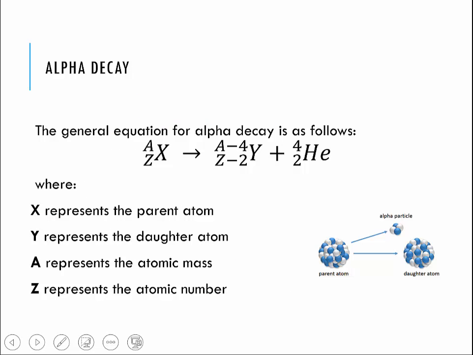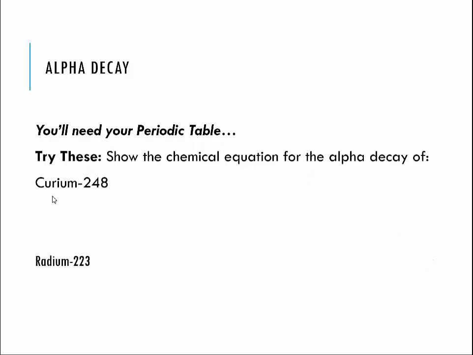So here's your general equation. You start with something. Remember, these 2 numbers here are very important. This is your mass number, protons and neutrons, and this is your number of protons. So you subtract 4, you subtract 2, just like we said, and those 4 and 2 go into your helium nucleus that's spit off. So curium's abbreviation is Cm.